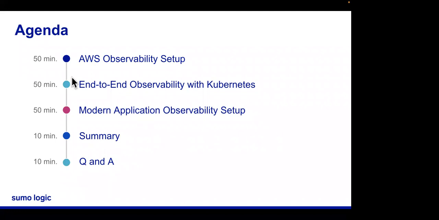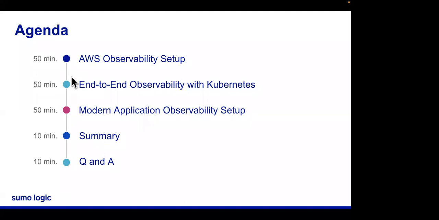We're going to set up end-to-end observability with Kubernetes, and then we're going to turn on tracing for Kubernetes. Now, the problem is our Kubernetes environment really isn't doing anything. It doesn't have a web server installed, doesn't have anything. Therefore, we're not going to see any tracing data.